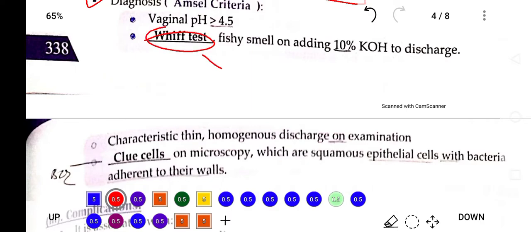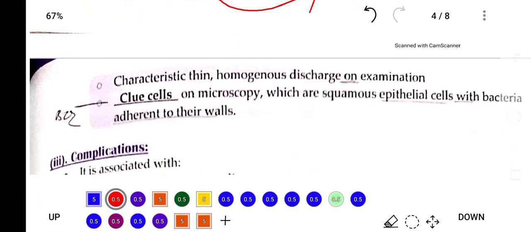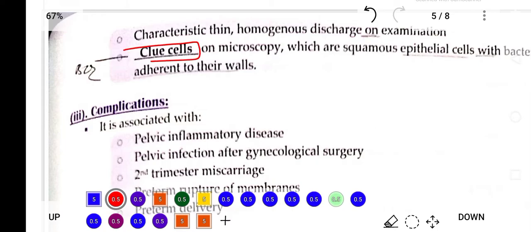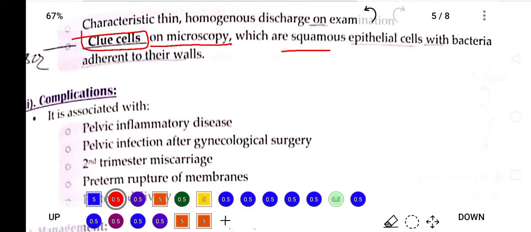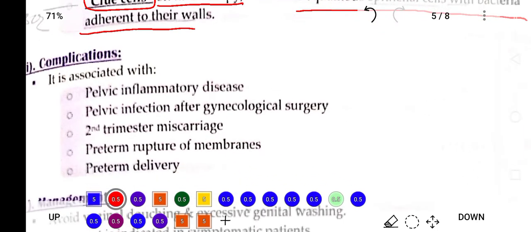And the whiff test is the test for diagnosis of bacterial vaginosis. Clue cells are the cells which are present on microscopy, which are squamous epithelial cells with bacteria adherent to their wall, and are the diagnostic point on microscopy.